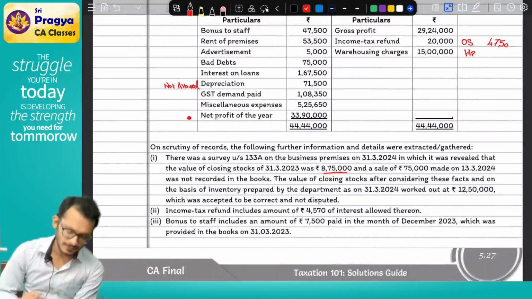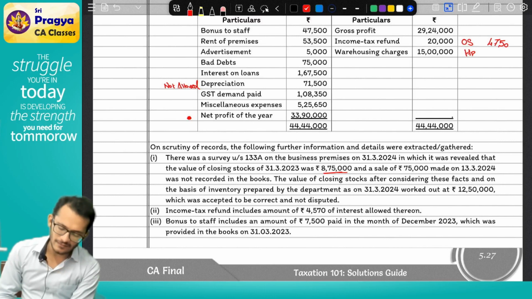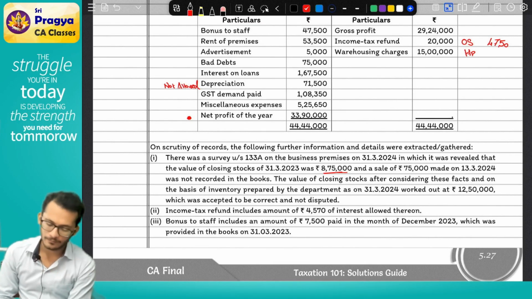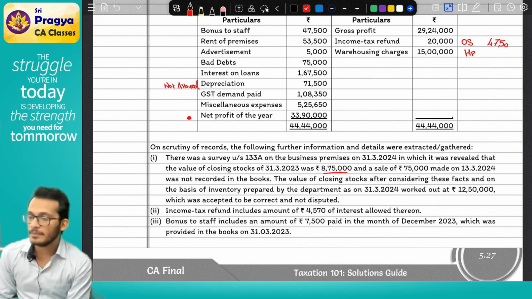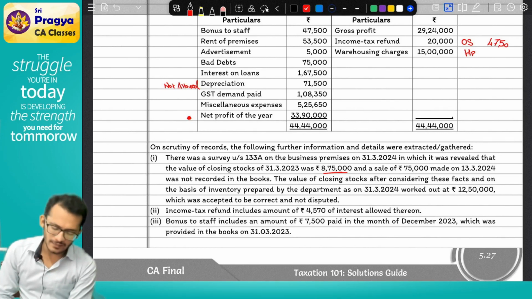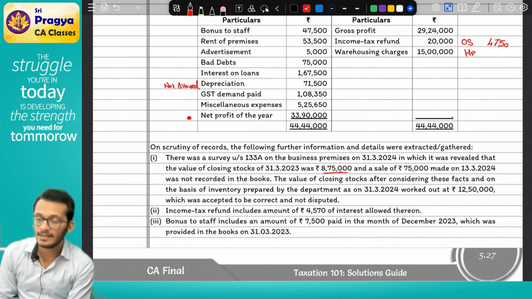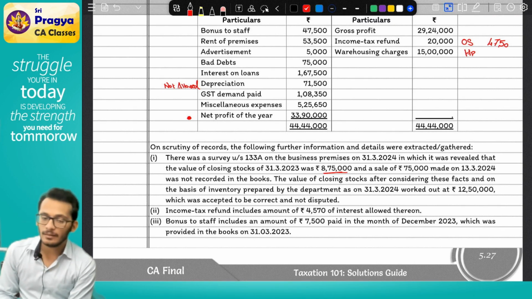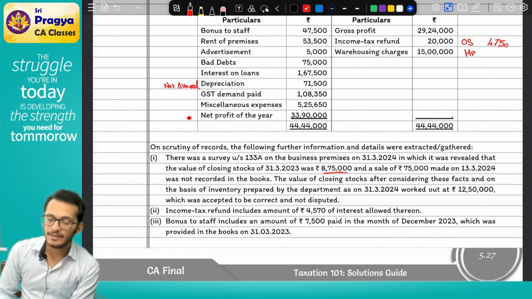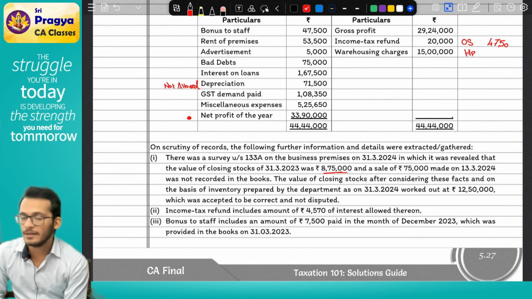Next. Bonus to staff includes 7,500, which was paid in the month of December 2023, which was provided in the books on 31st March 2023. 31st March 2023 is your previous year or previous year?